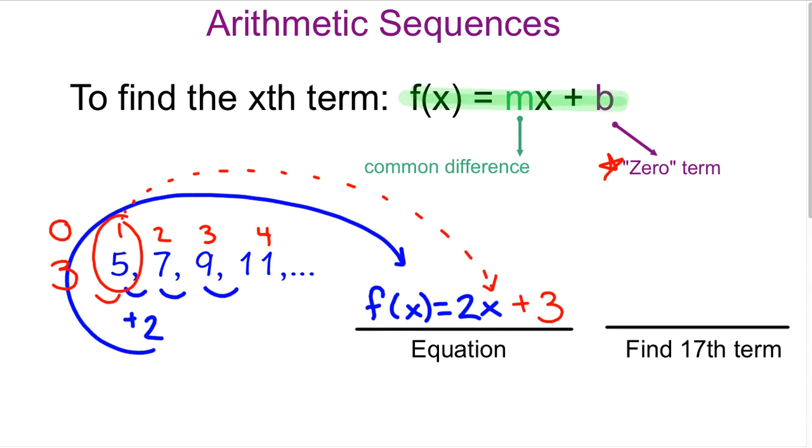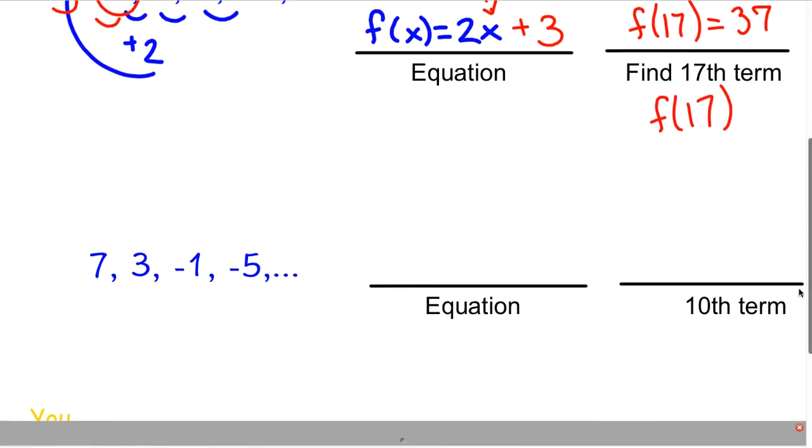Once we have the equation, in order to find the 17th term, we're looking for f of 17. We're just going to plug a 17 into my equation. 2 times 17 plus 3. So we'll write this. F of 17 equals 37. Let's look at one more.